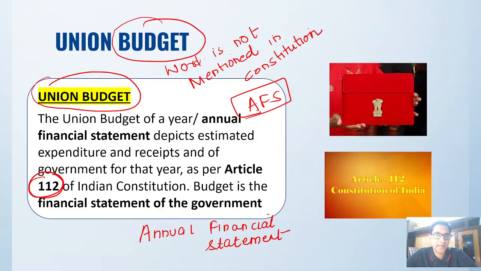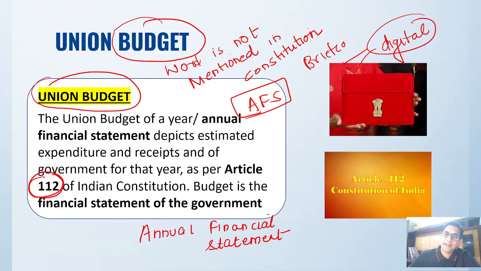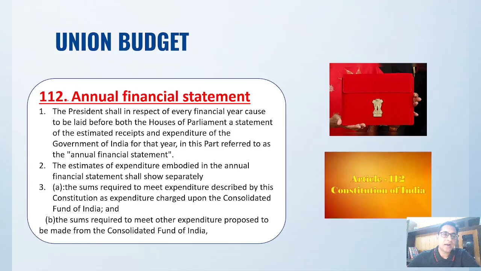Okay, so can you see, this is a digital budget that government has started. Earlier they used to carry a briefcase. Now they have started carrying a digital budget. I think they used to carry the tablet, right? Under Article 112, every year they have to lay this. Article 112 says that the president shall cause to be laid before the house of the parliament, in respect of every financial year, a statement of the receipts and expenditure of the government of India for that year. That is called the annual financial statement.